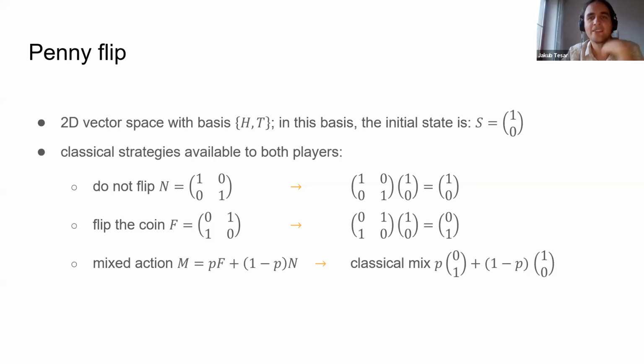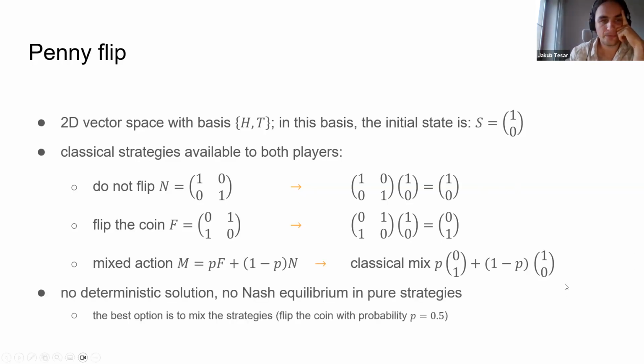Okay, so we basically have these classical strategies or classical mixture. So Picard can, in theory, flip another coin and decide what to do with the coin in the box. And as you may guess from the payoff matrix, there is no deterministic solution, no Nash equilibrium in pure strategies.